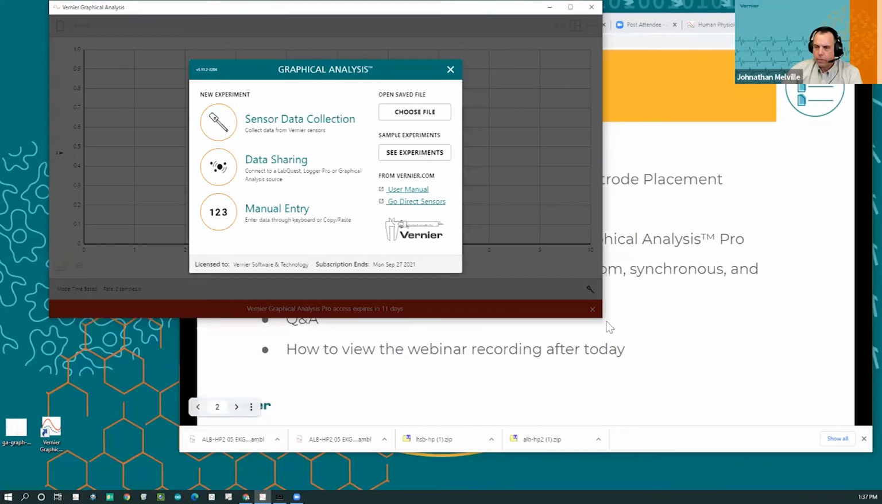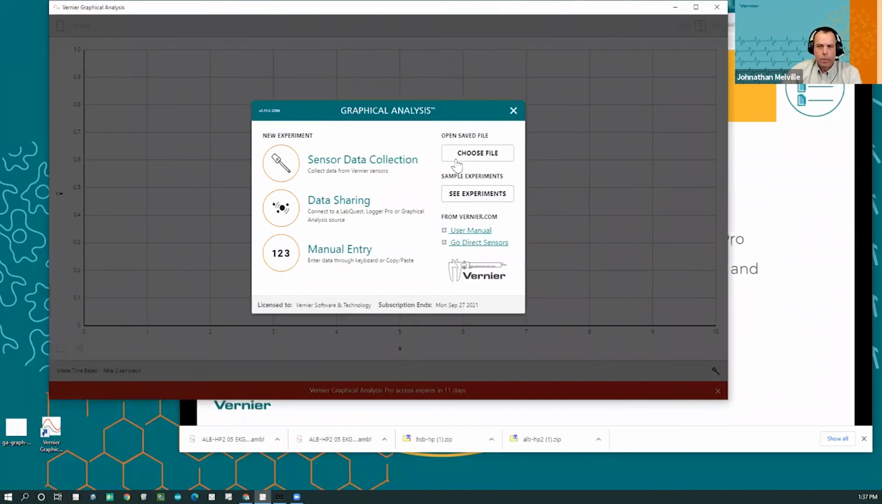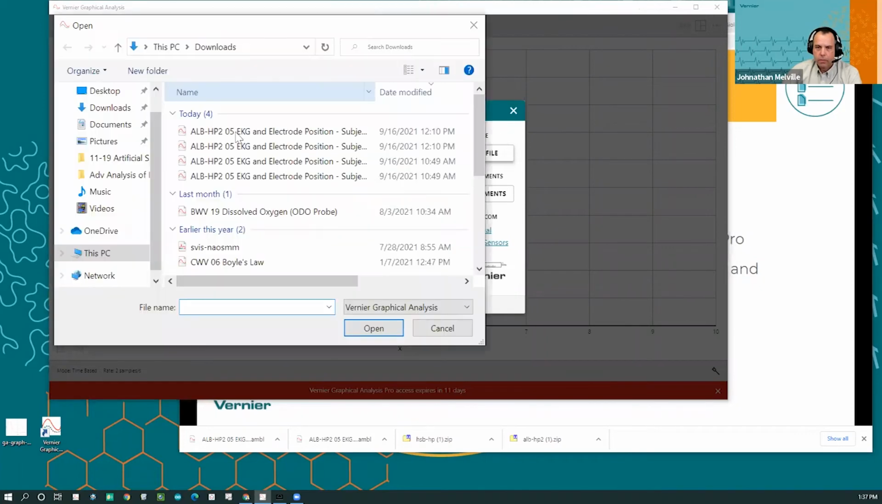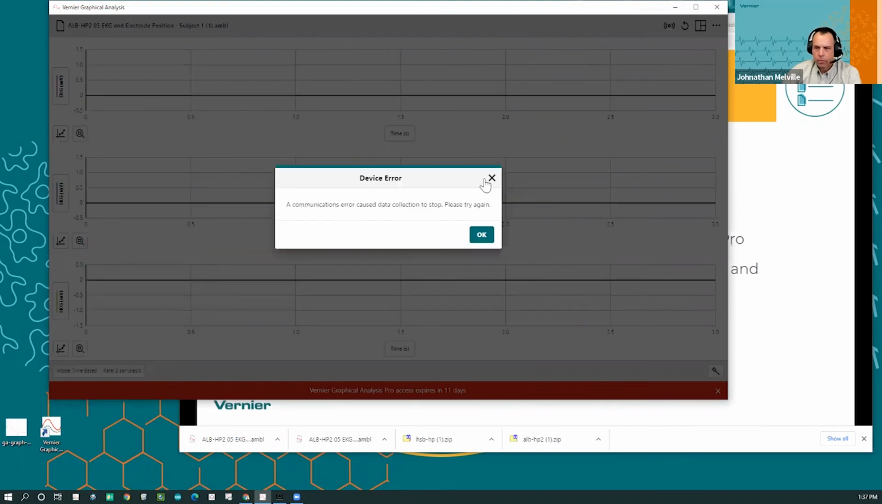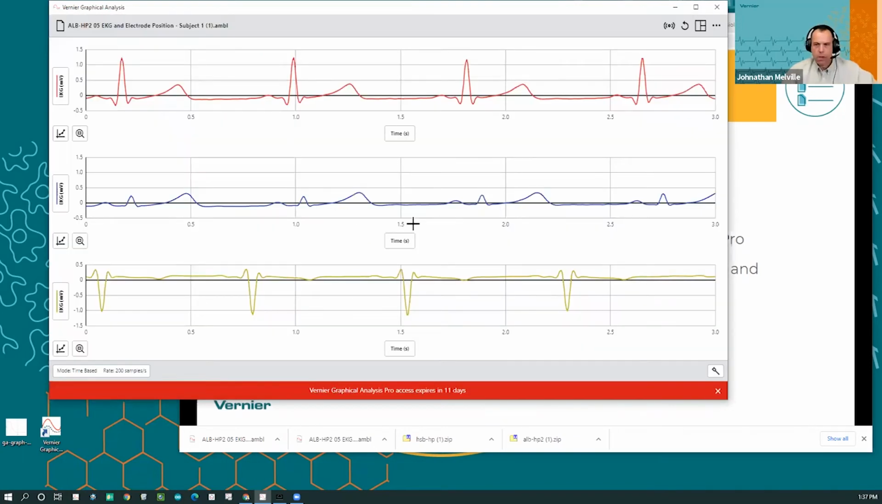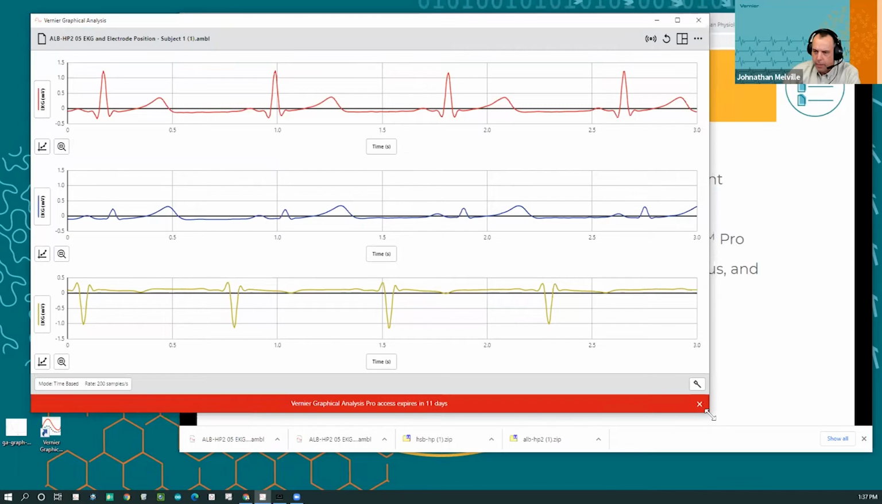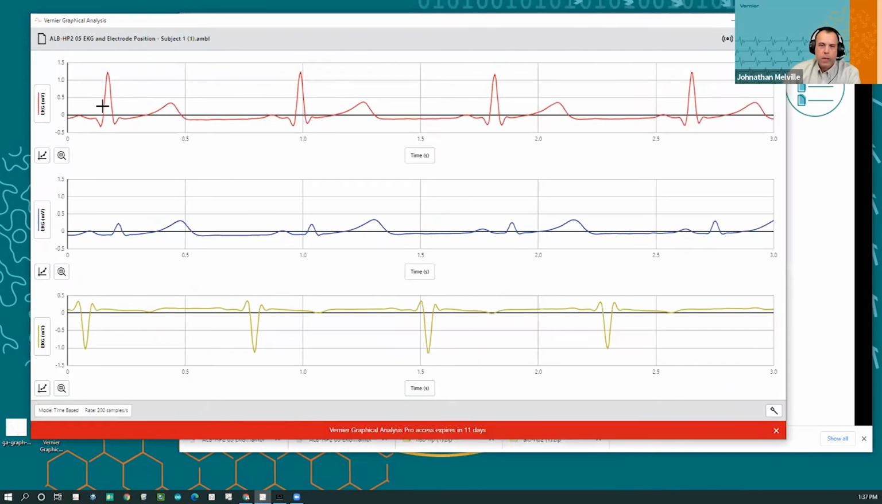What I'll do in this case is open up some of the sample data that we have. So I just unplugged it. You can see here's the same data that I collected, so it's a little bit cleaner. And you could still see the same thing: lead 1 is bigger than lead 2 and lead 3.